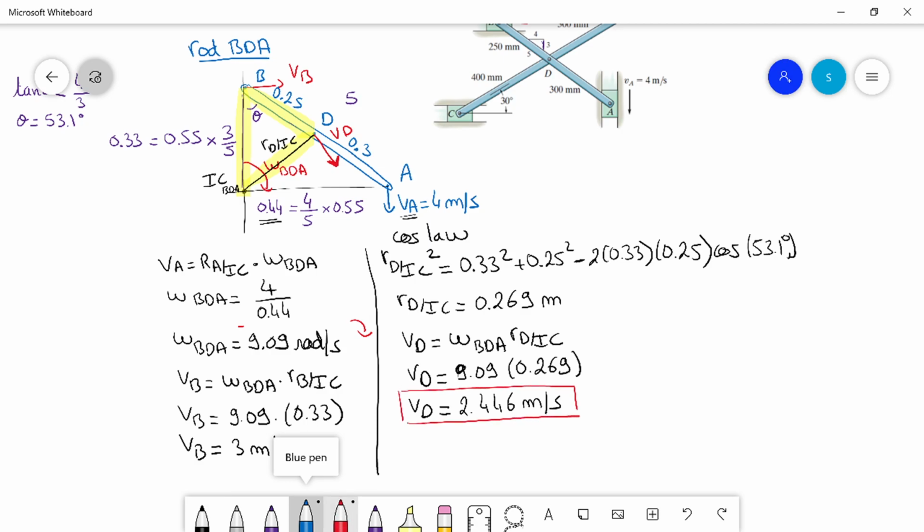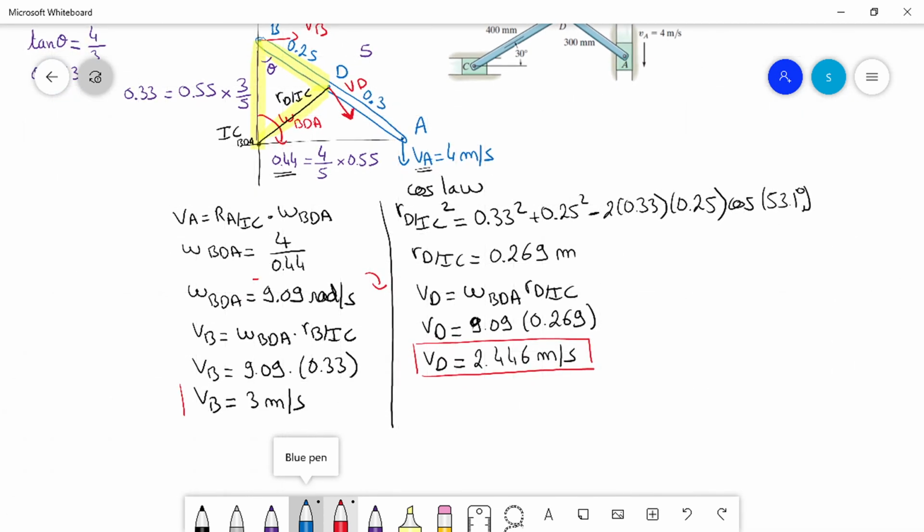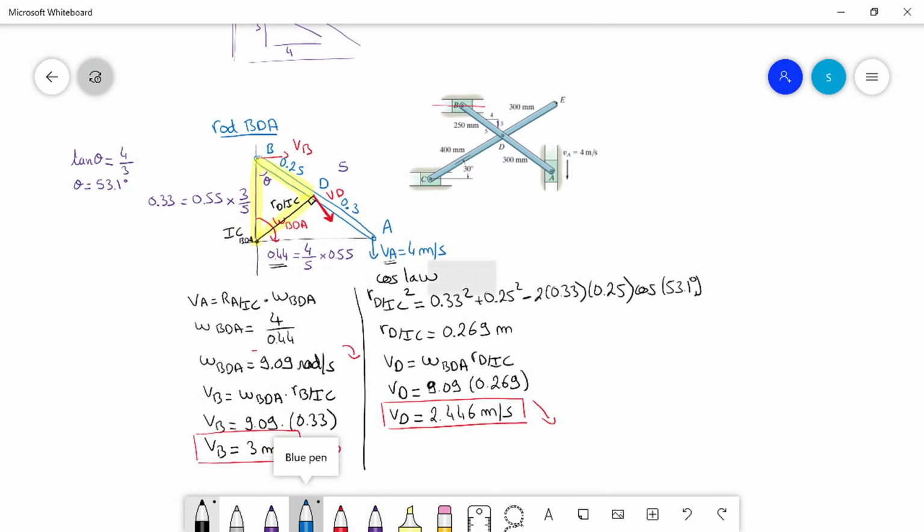So we have the velocity of the point D, and we have the velocity VB of the point B. VB is going to the right, VD is going down and right. If you want to find the directions, we need to find the angle. But I just want to find the magnitude. If you want to find the directions, you can find those angles, and you can split with cosine and sine. Okay, so we have VD, so we have done half of the work.